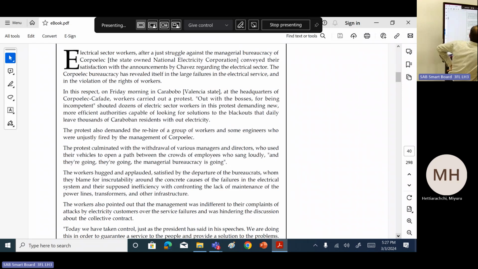The protest also demanded the rehire of a group of workers and some engineers who were unjustly fired by management. The protest culminated in the withdrawal of various managers and directors who used their vehicles to open paths between crowds of employees who sang loudly to disturb them. The workers hugged and applauded, satisfied by the departure of some bureaucrats from those positions, whom they blamed for the failures in the electrical system and inefficiency in the maintenance of power lines, transformers, and other infrastructure. The workers also pointed out that the management was indifferent.